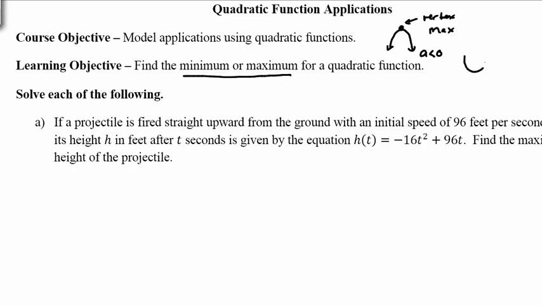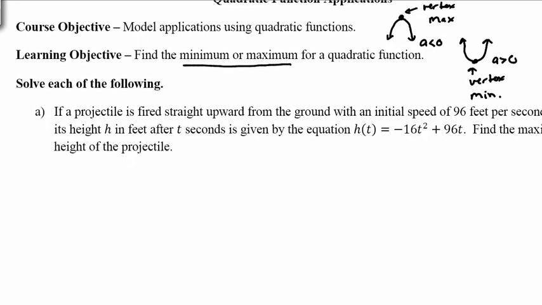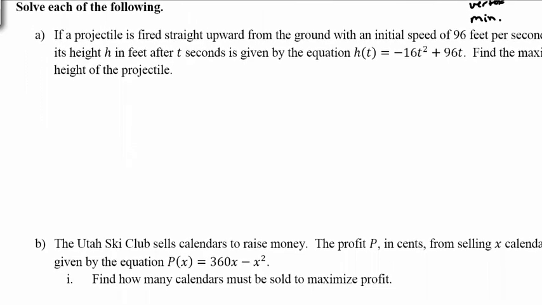Or if a is positive, then the parabola opens up, or the quadratic function opens up, and we would have a vertex down here on the bottom, and that would be a minimum then. Okay, and so that's when a is greater than 0. So we're going to take a look at some application problems that use that information.